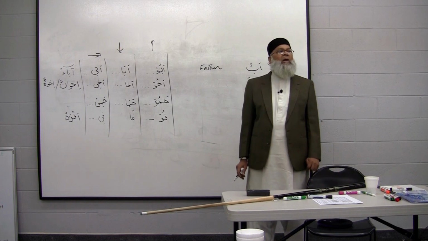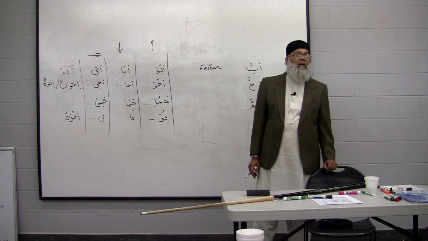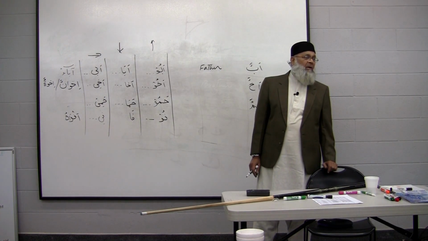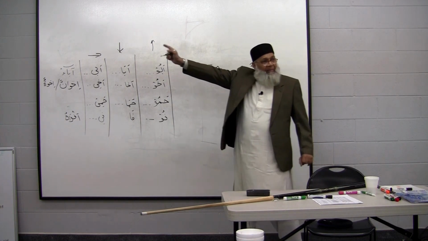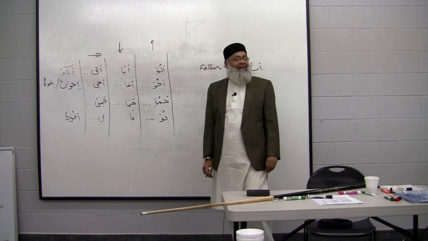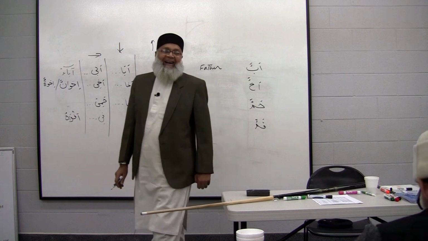Second line, ikhwanun and ikhwatun. Why is there tanween there? No, this is a normal munsarif word. Only Aba is ghair munsarif.